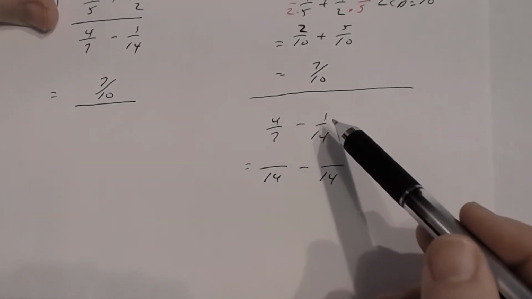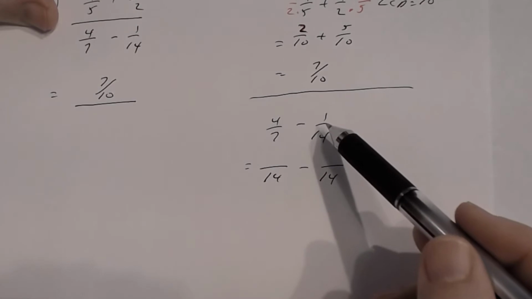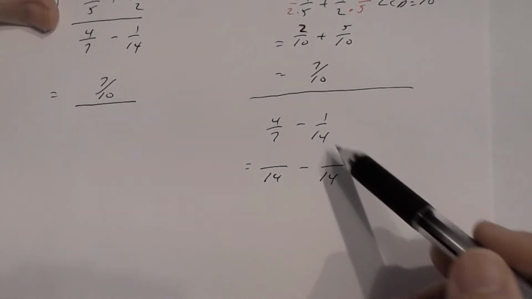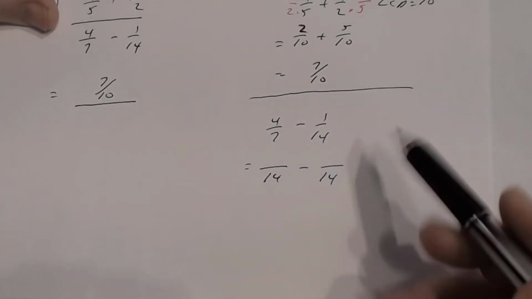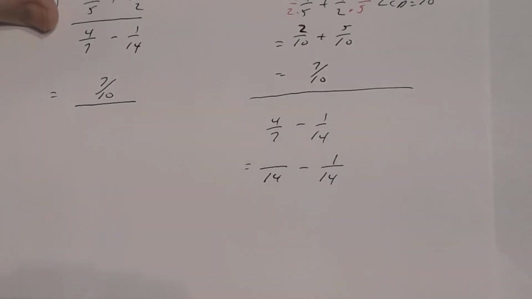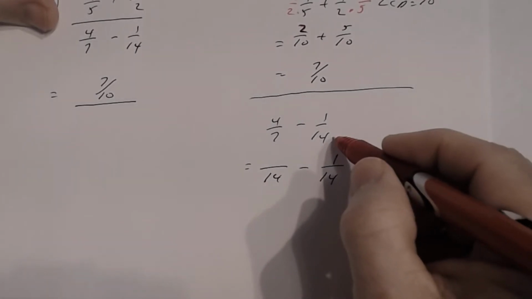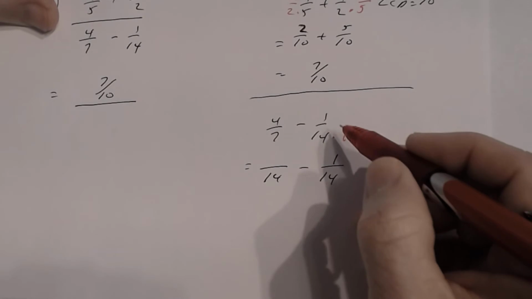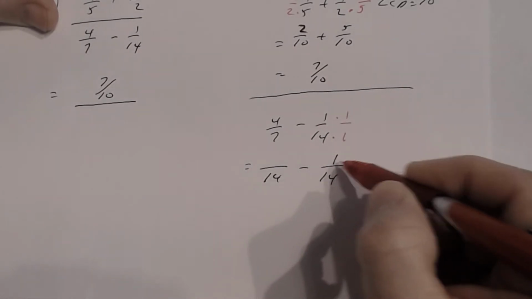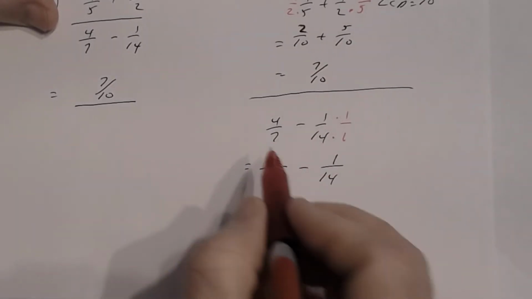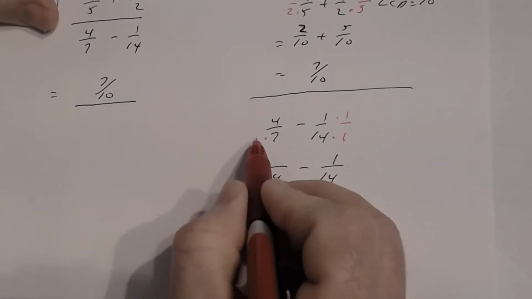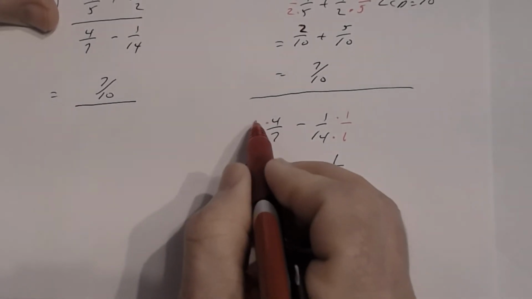Remember, a rational number, a fraction, is always equivalent to itself. So you see, I already have a 14 here, so what goes here? 1. And you knew that had to be the case because 14 times 1 is 14, and then 1 times 1 is 1. And over here, same thing, 7 times what is 14? 7 times 2, and then 4 times 2.